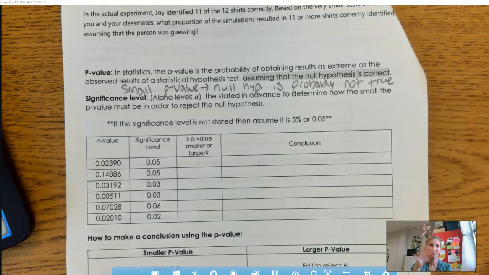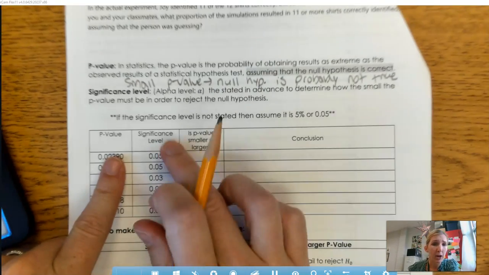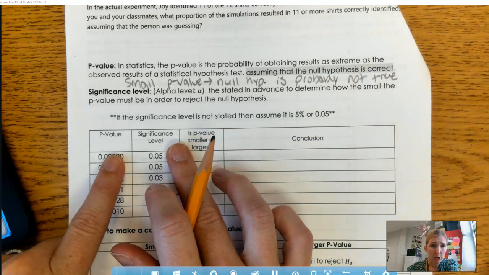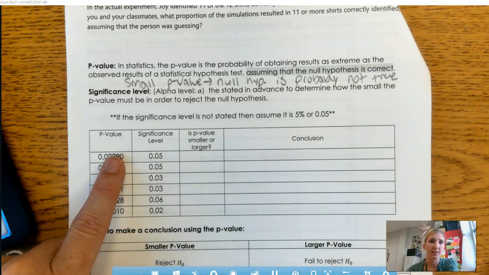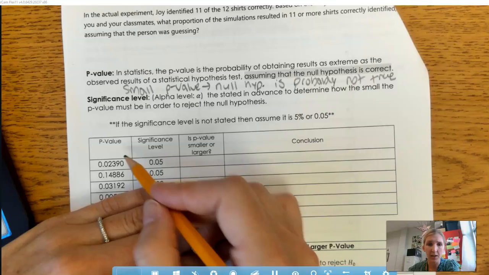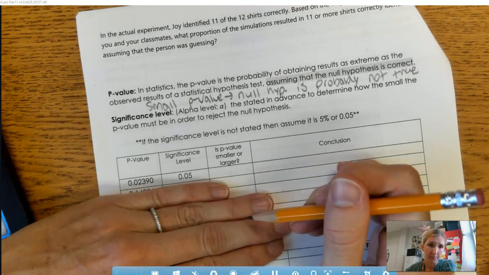Statistically significant. All right, so we're going to look at p-values and significance levels and see which one's smaller or larger, because that's really all you're doing. When you calculate a p-value, you're going to compare it to your stated significance level. One of them is going to be bigger and one is going to be smaller, and that's how you base your conclusion. So right now, all we're going to do is look at these two numbers, compare them, and fill out this column right here.